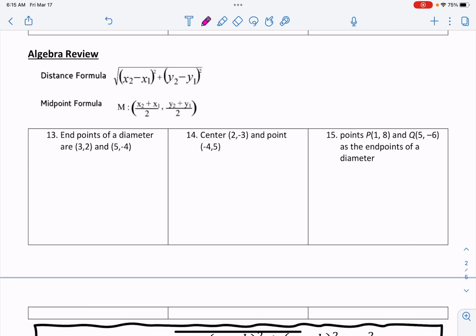Just a couple things that we do also need to know from algebra. We need to know the distance formula, because sometimes we may be given 2 points on the circle, and they may not give us the radius or the center. So we may need to also use the midpoint formula. So let's look at this one. It says the endpoints of a diameter are 3, 2, and 5, -4.